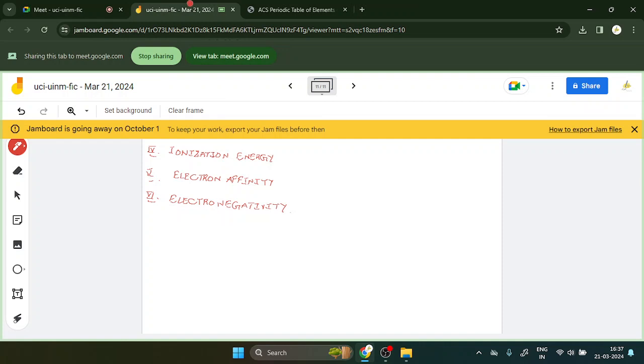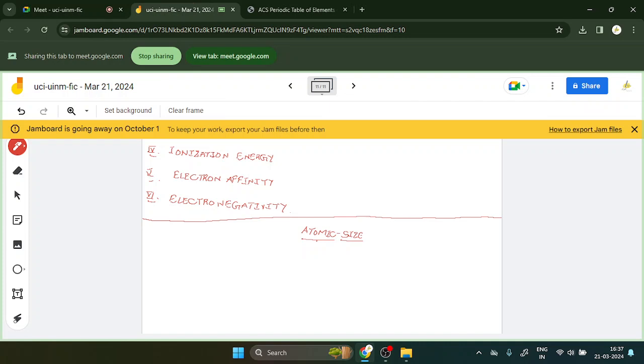Okay, so the very first property is atomic size. We will be discussing atomic size. Now what do I mean by atomic size? If I look at the atom, it has a nucleus, right? The nucleus obviously is at the center. From the center towards the last shell we have the atomic radius. So it is the distance between the center of the nucleus of an atom and its outermost shell.